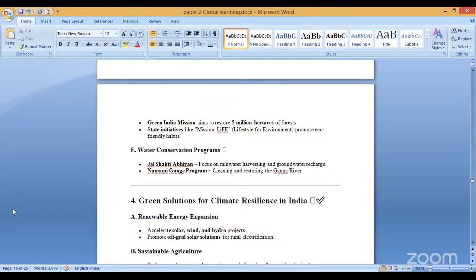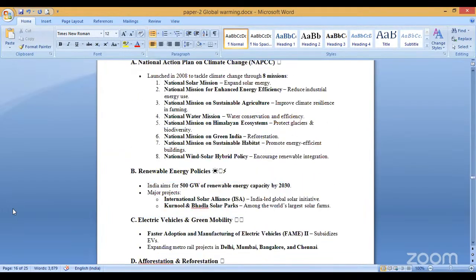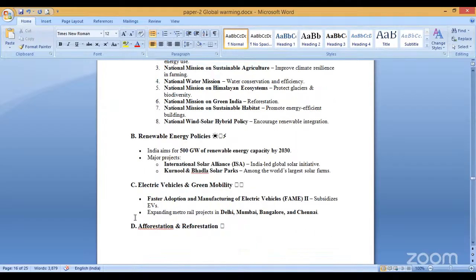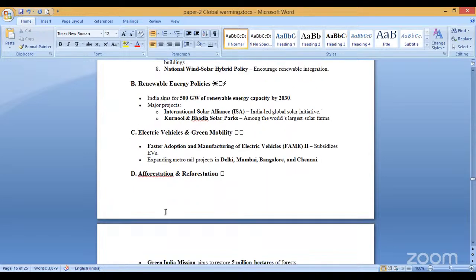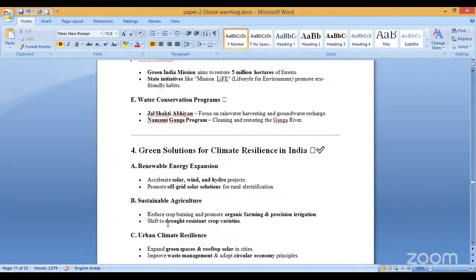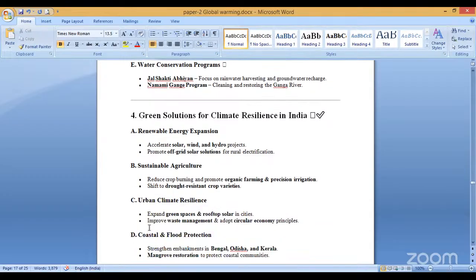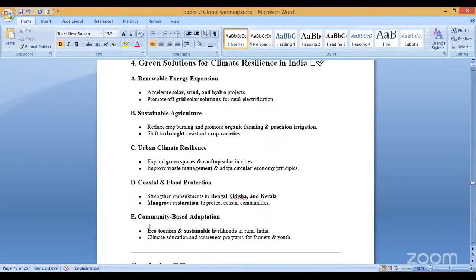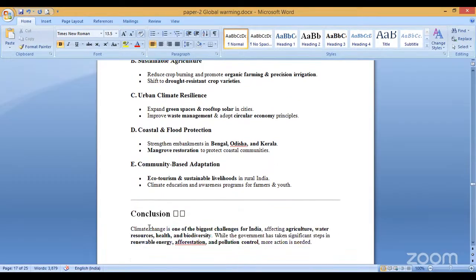And next one is renewable energy resources. In that, the International Solar Alliance, Kurnool and Bhadla Solar Parks, electric vehicles, and green mobility. Afforestation and reforestation is one of the most important things. Next is water conservation programs, Jal Shakti Abhiyan, and the Namami Gange program also included. Then coming to the fourth one, green solutions for climate resilience in India: renewable energy resources, sustainable agriculture, urban climate resilience, coastal and flood protection, community-based adaptation and all.